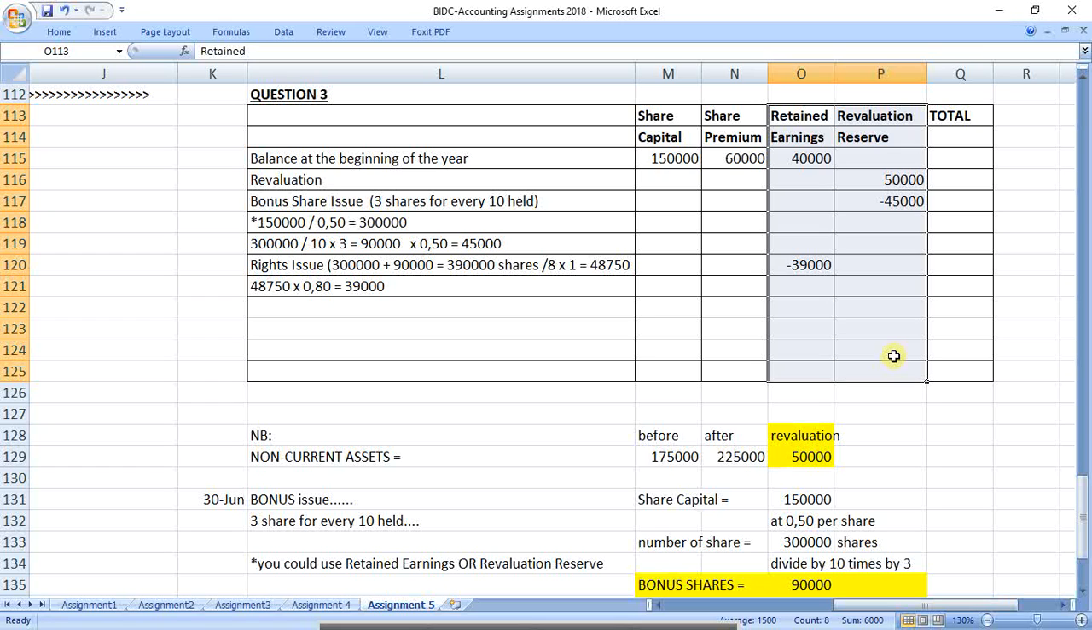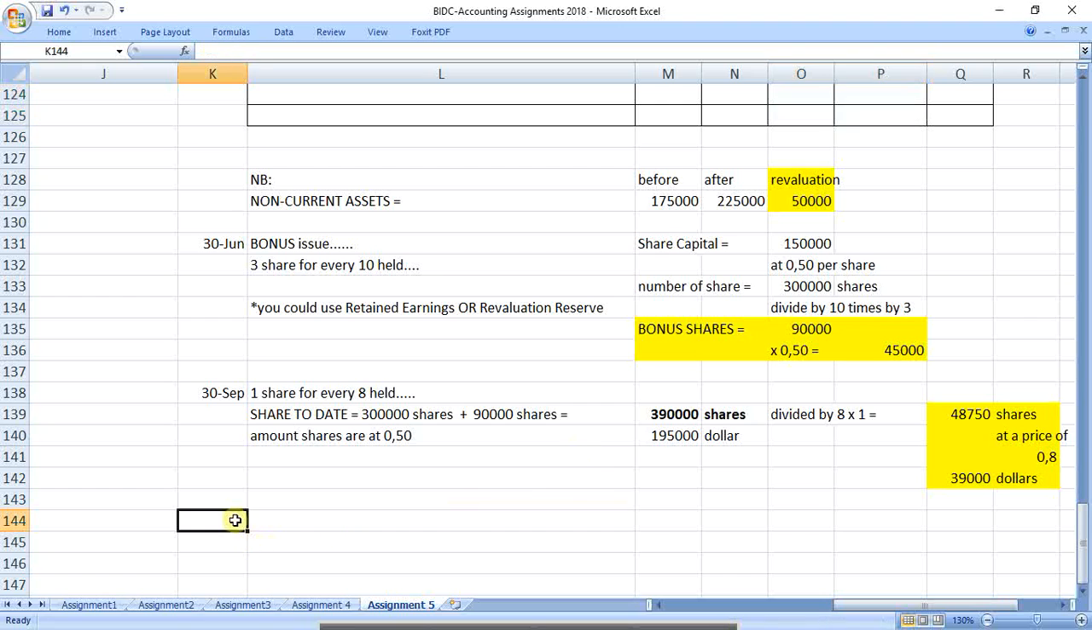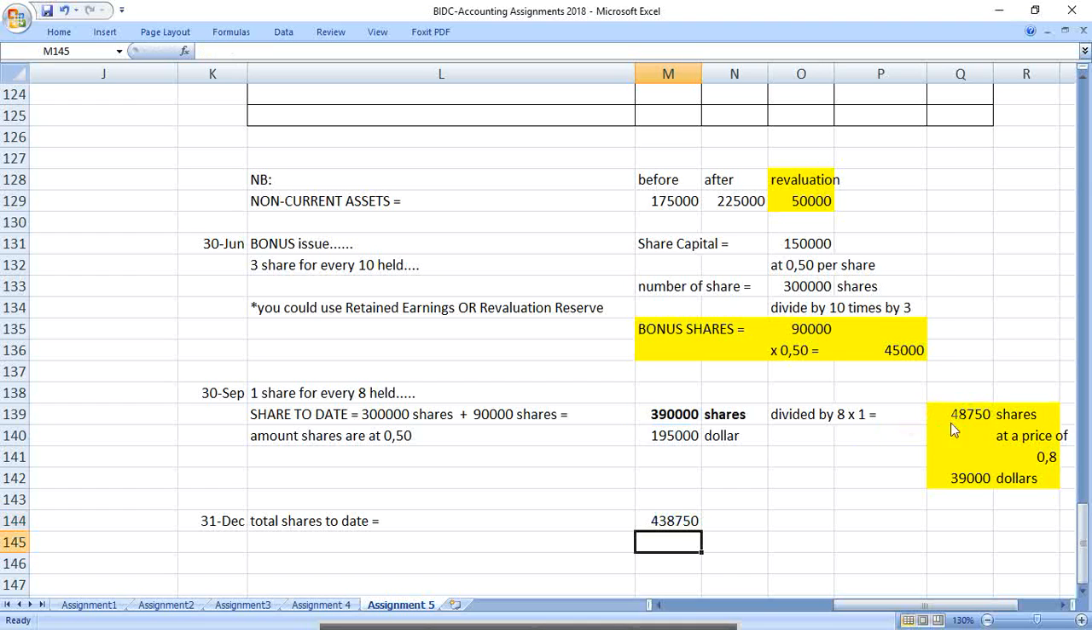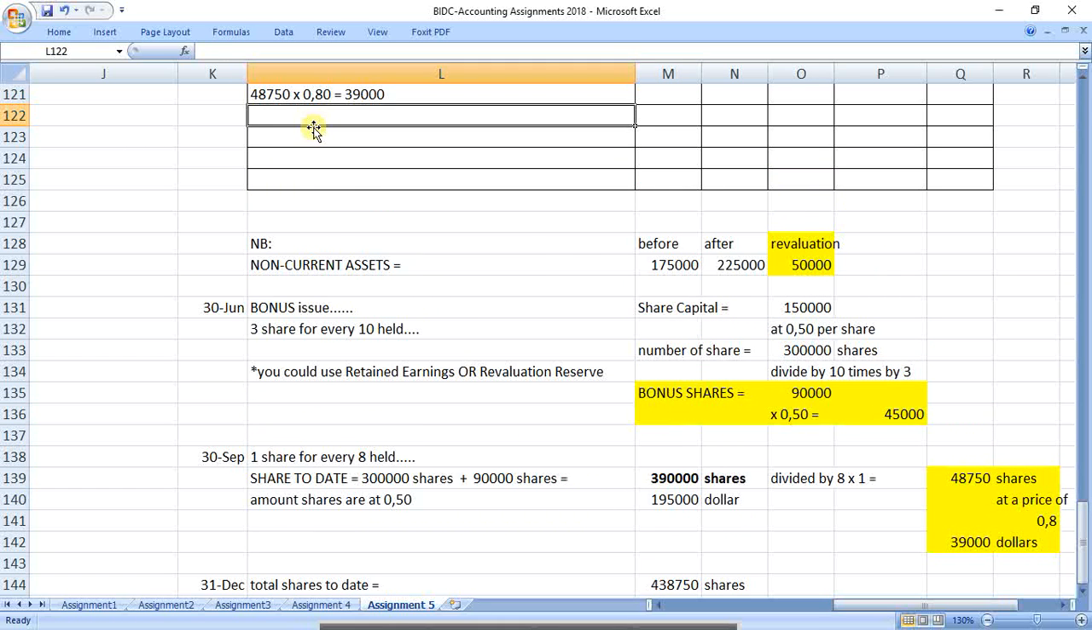Okay. Next. On the 31st of December 2016, the company paid a dividend of 0.04 on all shares in issue at that date. Okay, so now again, we need to write a date here. So that was 31st of December. Total shares to date would equal the 390,000 plus the rights issue. So let's write that down.